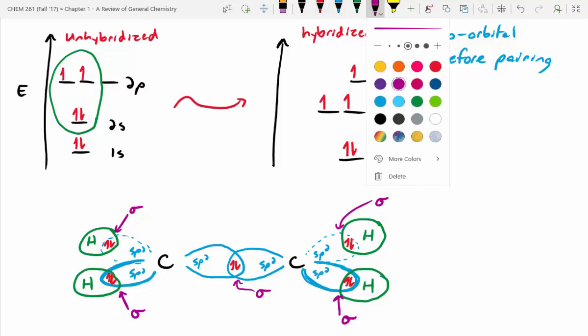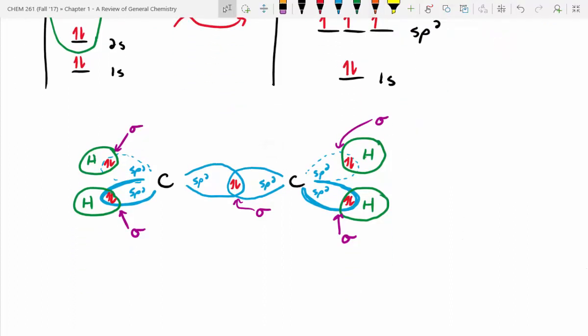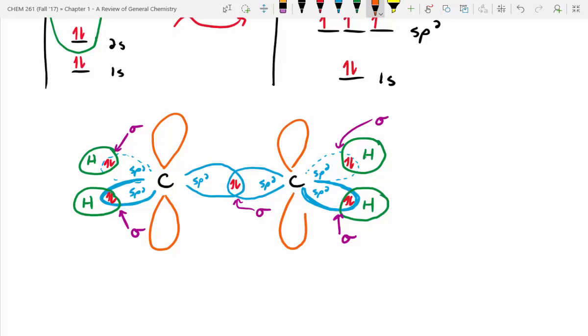Let's pick a new color. Let's go with orange. I like orange. So we've got this p orbital kind of sticking straight up and down here, kind of like we saw in that problem of the day. And then this carbon also has a p orbital. And each of these has one electron. And they've got to be spin opposite in order for bonding to occur.